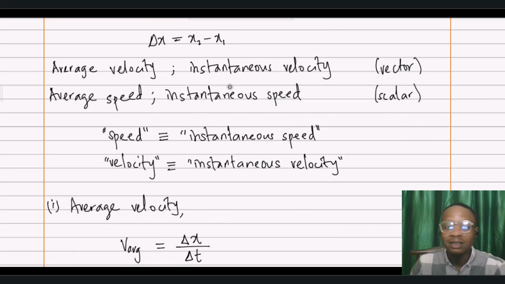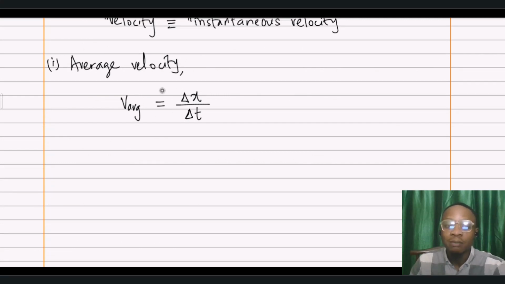We said that the direction of the vector is implied by its sign. So that means this average velocity also is a vector, and the direction of the vector will be implied by its sign as well, which will of course follow from the sign of the displacement, because the sign of the time difference delta t is always positive.